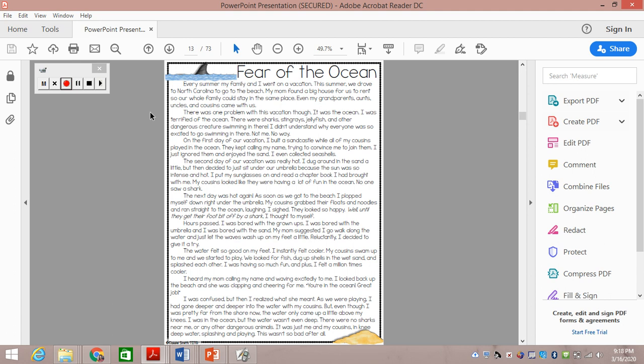"You're in the ocean! Great job!" I was confused, but then I realized what she meant. As we were playing, I had gone deeper and deeper into the water with my cousins. But even though I was pretty far from the shore now, the water only came up a little bit above my knees. I was in the ocean, but the water wasn't even deep. There were no sharks near me or any other dangerous animals. It was just me and my cousins in knee-deep water, splashing and playing. This wasn't so bad after all.